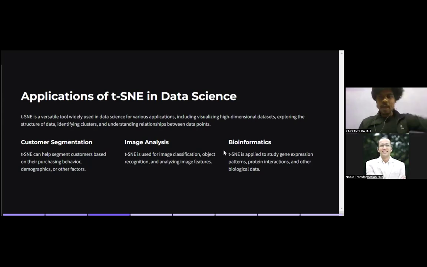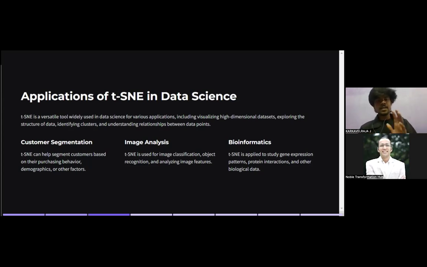Next, bioinformatics. tSNE is applied to study gene expression patterns, protein interactions, and other biological data. Consider that the molecules present inside our body are not only two dimensional, they are multi-dimensional. To visualize them we need an algorithm like tSNE, which is used to represent high-dimensional data in only two to three dimensions, which we can understand. When we go for coding, I'm pretty sure you will understand. Before that, just have a theoretical understanding and the black box of tSNE.